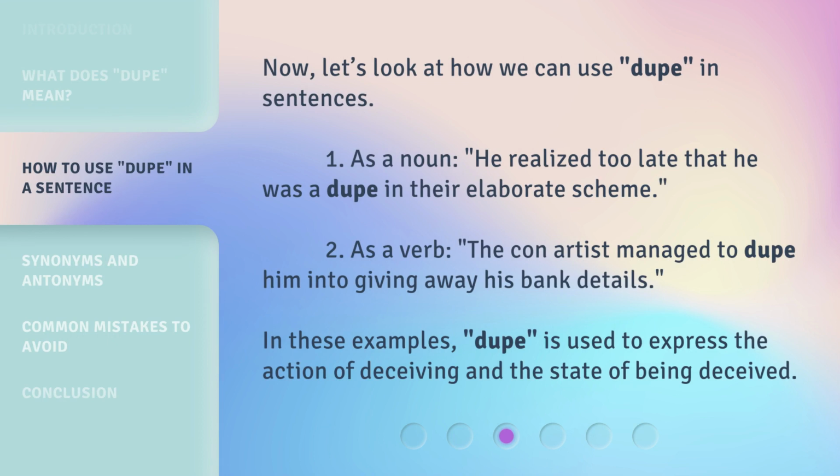Now, let's look at how we can use dupe in sentences. 1. As a noun: he realized too late that he was a dupe in their elaborate scheme. 2. As a verb: the con artist managed to dupe him into giving away his bank details. In these examples, dupe is used to express the action of deceiving and the state of being deceived.